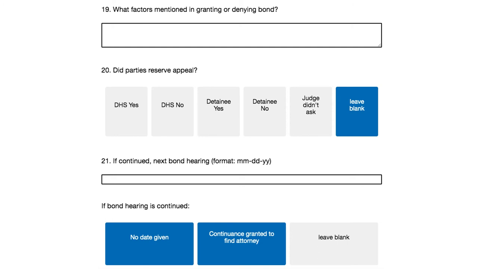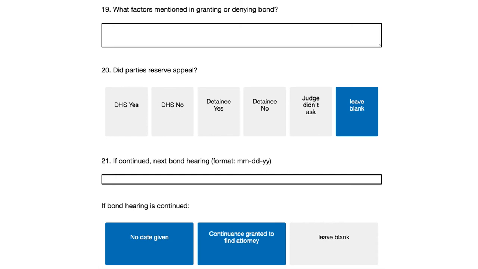If the bond hearing is continued, put the date in question 21. If there is a date written on the form but the judge made a decision in the bond case, this date must be an error. Likely the date listed is for the removal hearing. It should be entered in additional notes at the end of the form. Just note, the next hearing is date whatever.